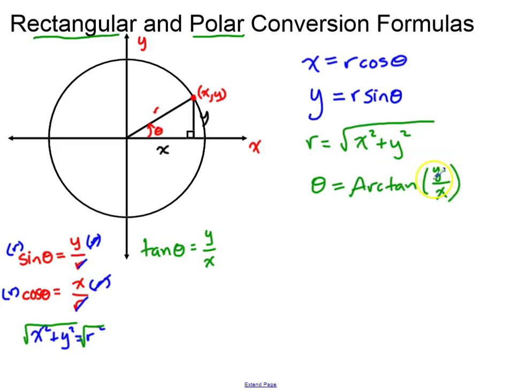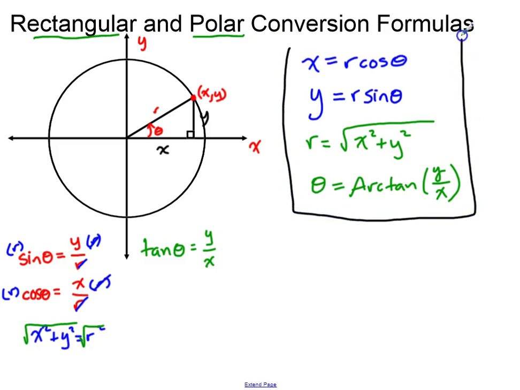Okay, so if I know x and y, it turns out I can find theta and I can find r. If I know r and theta, I can find x and I can find y. All right, so those are our 4 conversion formulas that we've derived for ourselves. We do want to make a little note about the theta, however.